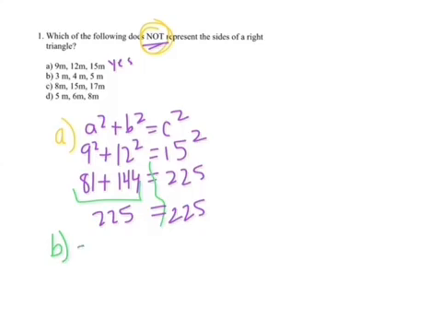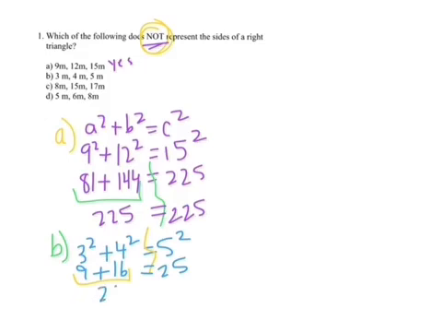So let's do 3 squared plus 4 squared to see if that equals 5 squared. 9 plus 16, does that equal 25? 9 plus 16 is 25. So B is a right triangle. Let's try C.